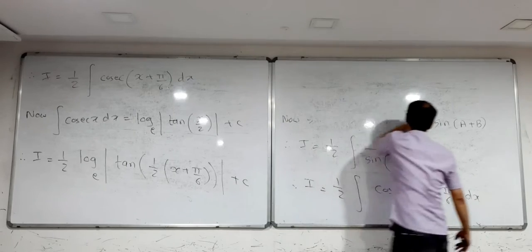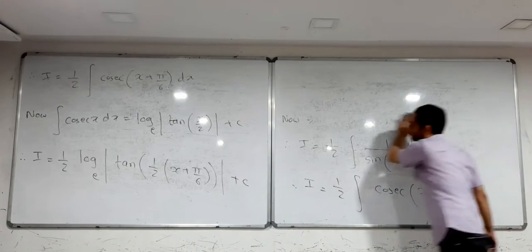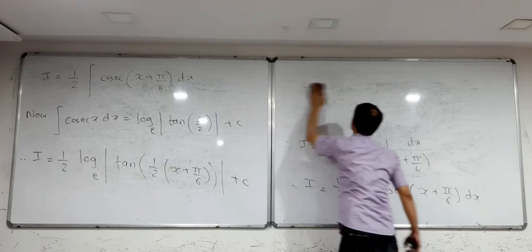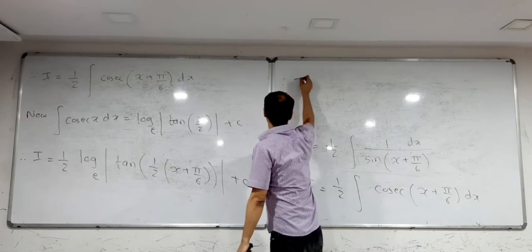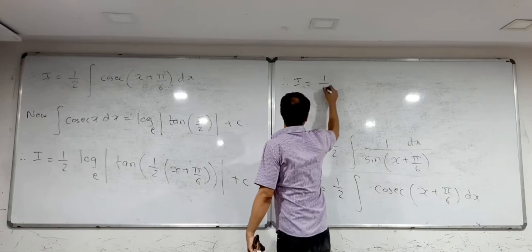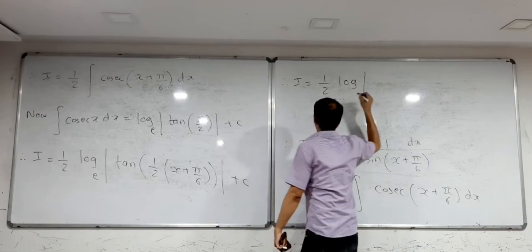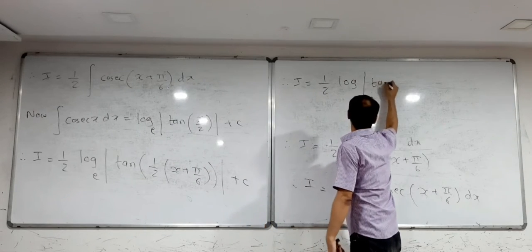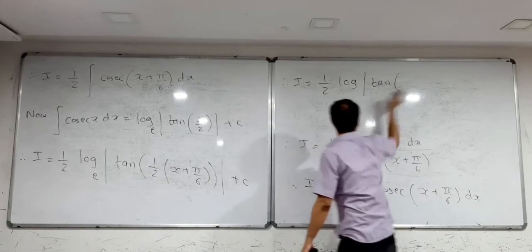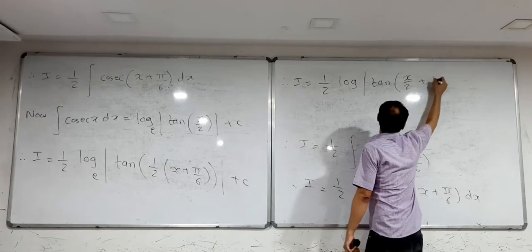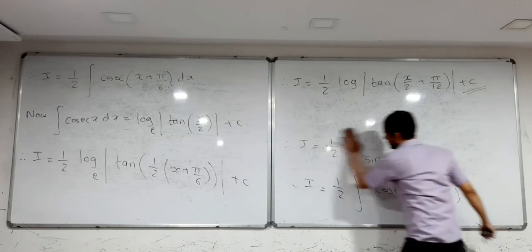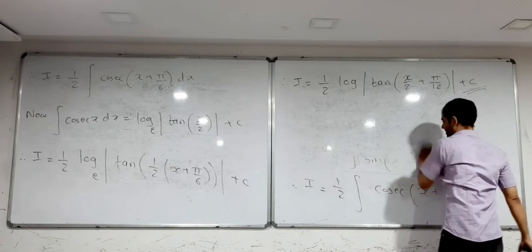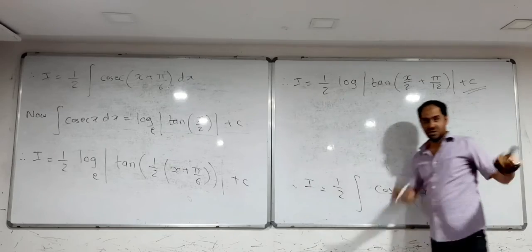And this is a very popular question which comes in entrance exams for IIT also. So I is 1/2 into log of mod of tan of... what will it be? x by 2 plus pi by 12. Finished. So that's the final answer.